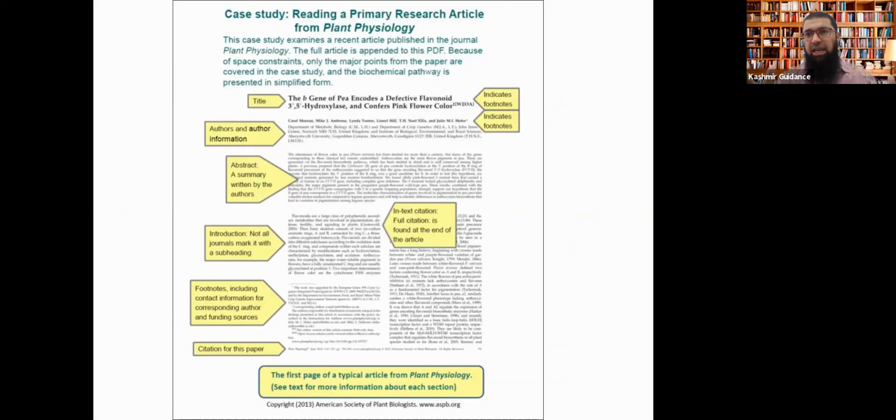Now, this is basically what I told you in the previous slide, the same with an exact example of a research paper. So as you see, there is a case study, reading a primary research article from Plant Physiology. Okay, now this is a title. As you see, the title is written, the B gene of a P encodes a defective flavonoid. This is the title. Then you will see that these titles sometimes indicate the footnotes. If there is some information, there will be the footnotes there.